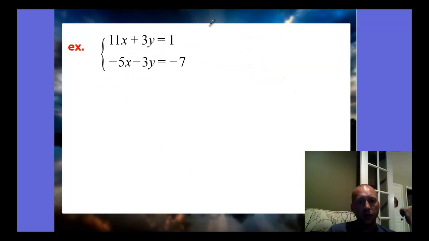So let's have you try this one on your own. Figure out which method works best. If you want to use substitution, I think that's best, or linear combination. Using linear combination, do you need a multiplier or not? Turn that in when you first walk in, and we'll see how that looks.